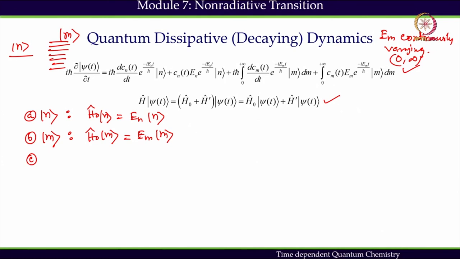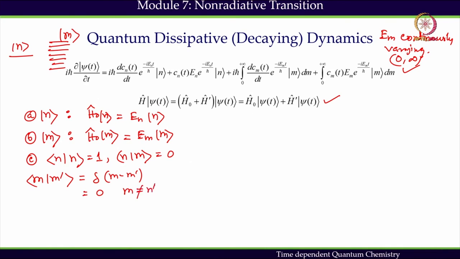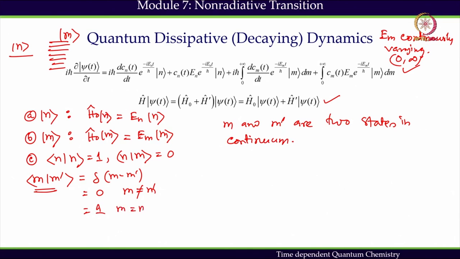And because they are the eigenstates of the Hamiltonian H naught, one can use the orthogonality relations for the eigenstates: n n giving me 1, n m giving me 0, then m m dash giving me delta function of m minus m dash, where it is going to be 0 if m not equals m dash. Here m and m dash are two states in the continuum. So, this is going to be 1 when you have m equals m dash. So, these are the orthogonality relations we have already.